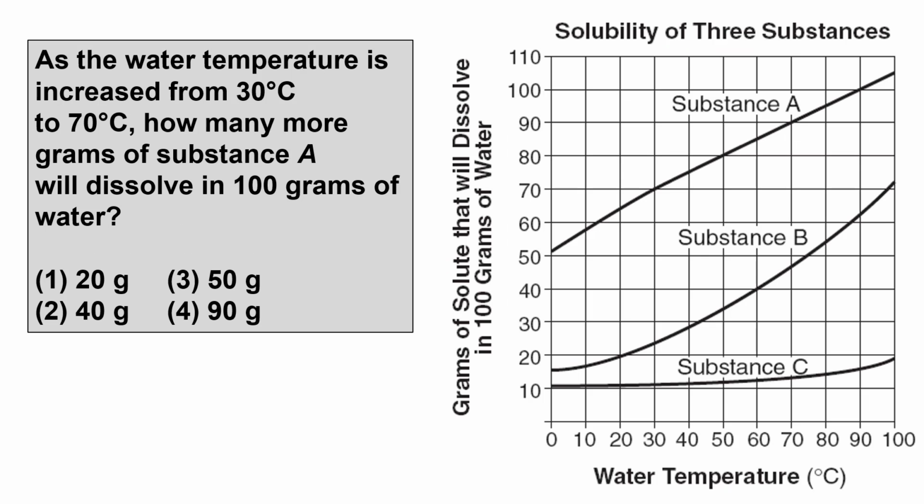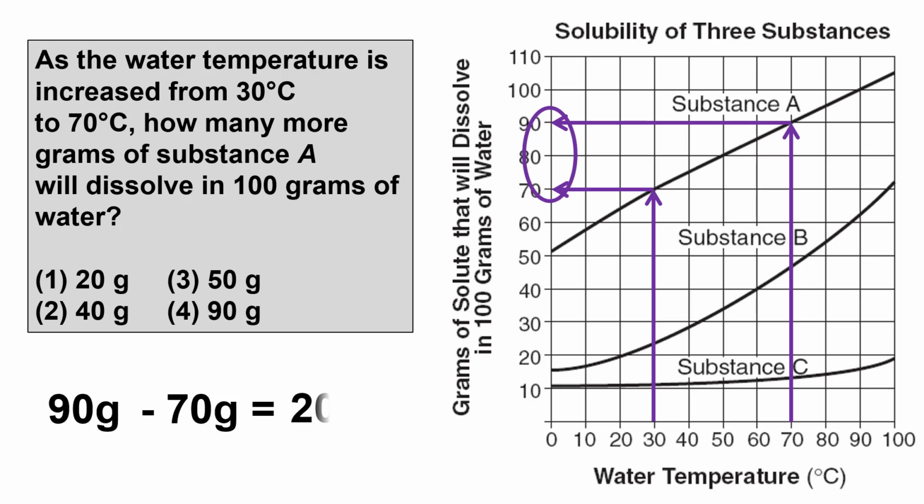Okay, as the water temperature is increased from 30 degrees Celsius to 70 degrees Celsius, how many more grams of substance A will dissolve in 100 grams of water? So let's look at substance A at 30 degrees Celsius, and we see we're at about 70 grams. Now we're going to increase the temperature to 70 degrees Celsius, and we'll see we're about 90 grams. All we have to do is take the difference, and we have our answer as option number 1.